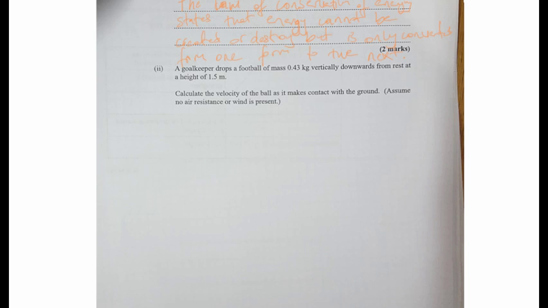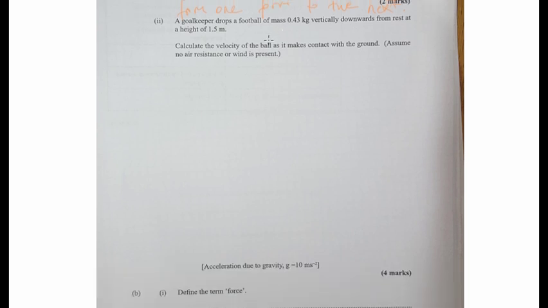Part 2 in the question says a goalkeeper drops a football of mass 0.43 kilograms vertically downwards from rest at a height of 1.5 meters, and we're supposed to calculate the velocity of the ball as it makes contact with the ground, and we should assume that no air resistance or wind speed is present. Now, this is a classical example where we can utilize the law of conservation of energy. But before we begin, let's make a sketch of what this is.